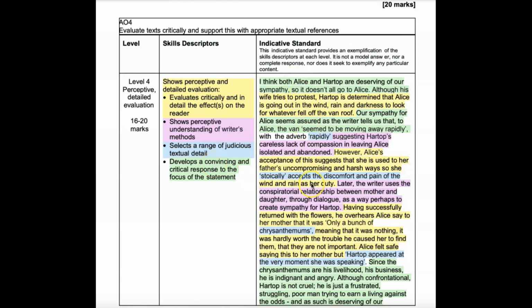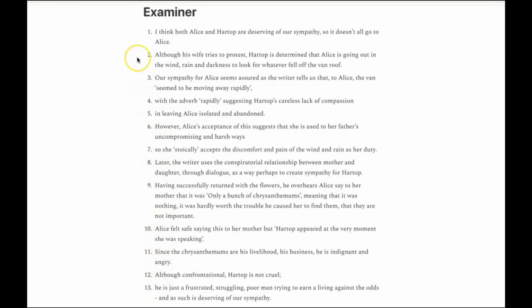So let's have a quick dive into what the examiner has written as an example of the quality of the answer to see what that looks like as explanations. All I've done here is copy, pasted it, and then split it up into the individual explanations, exactly the same order as they appeared in the examiner's quality version. And you can see there are 13 explanations.